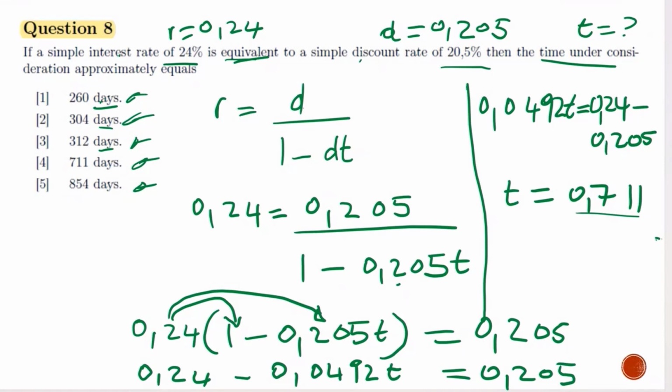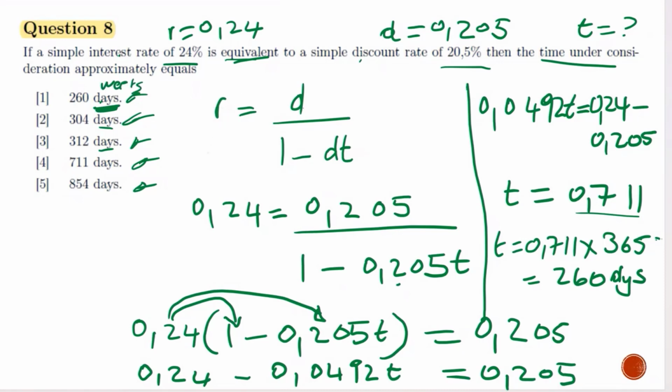How many days are in a year? It is 365. So now we are going to take this unit of 0.711 multiplied by 365. Okay, then you are going to get 260 days. A question may be asked, what if here I had 260 weeks? I'm just making an example. If this was weeks, you are going to take this unit and multiply it by 52 weeks, okay?